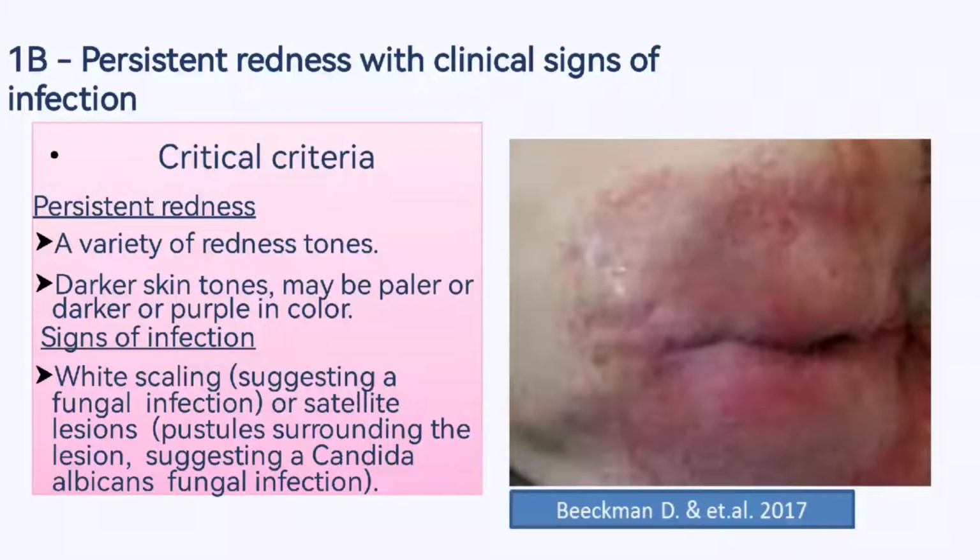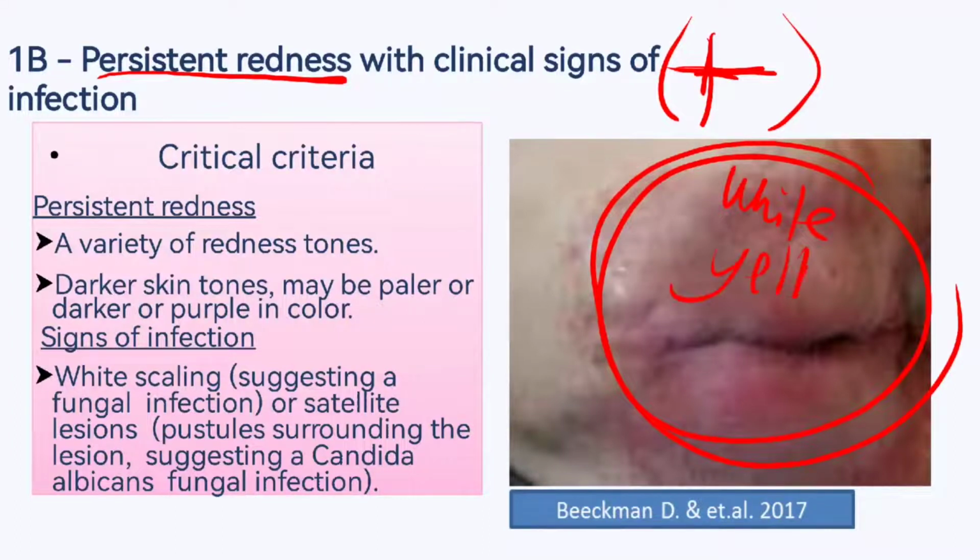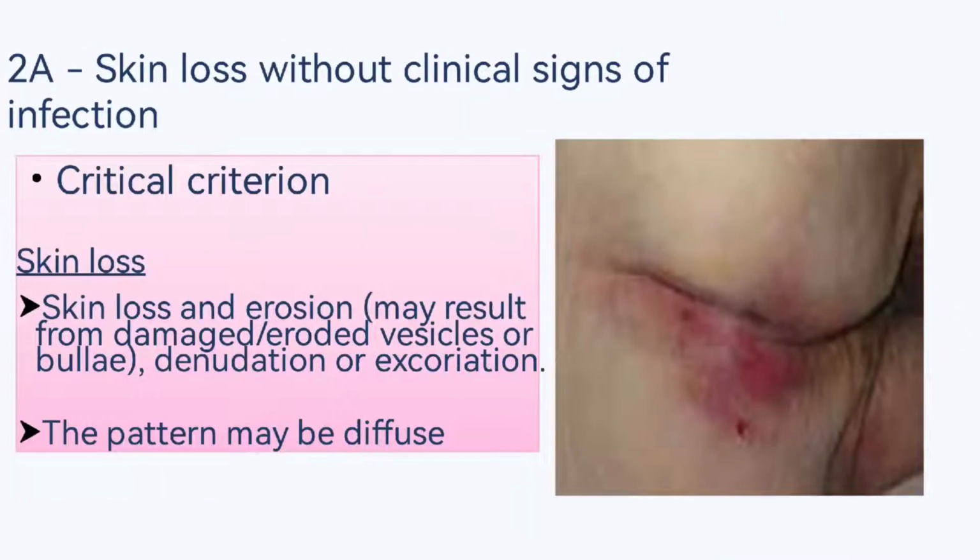Now, we have what we call the 1B. There is a redness with clinical signs of infection. Now, question, how am I going to know that there is a sign of infection? You're going to check the surrounding area. If you can see any white or yellowish flaky appearance, that means there is a sign of infection.